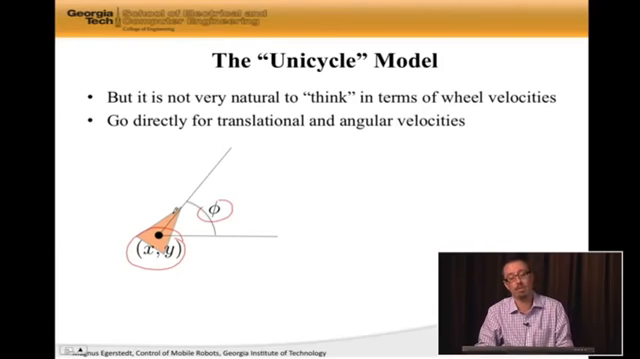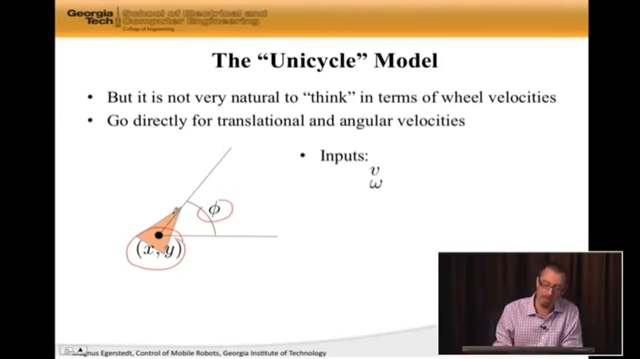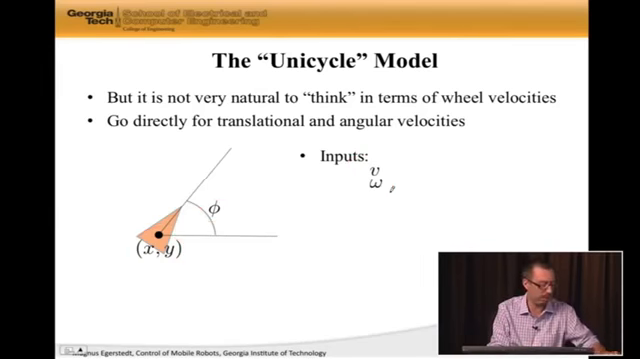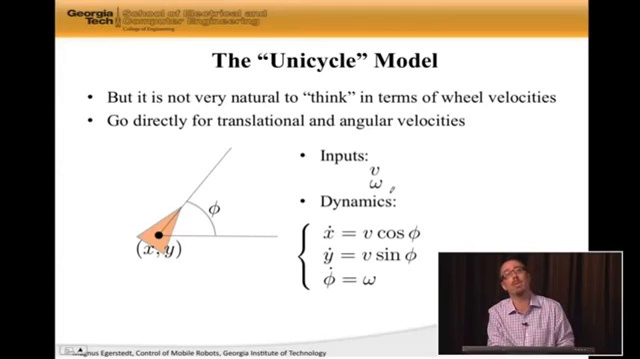So translational velocity is speed, and angular velocity is how quickly the robot is turning. So if I have that, my inputs are going to be v, which is speed, and omega, which is angular velocity. So these are the two inputs. They're very natural in the sense that we can actually feel what they're doing, which we typically can't when we have V_R and V_L. So if we have that, how do we map them onto the actual robot?